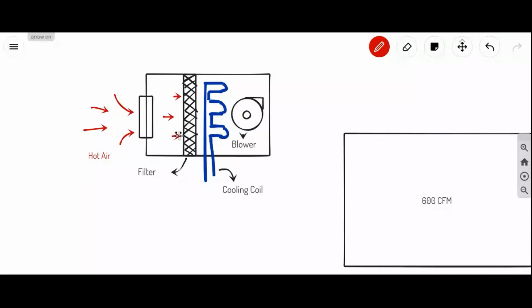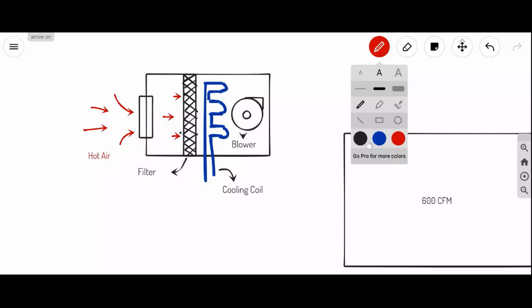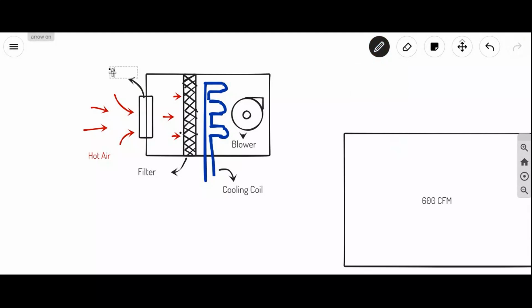This air will enter into the filter. So exactly how much air is required? 600 CFM of outside air is required. So what do we use? We use a volume control damper. Here we are going to use a volume control damper to control the outside air. Okay.